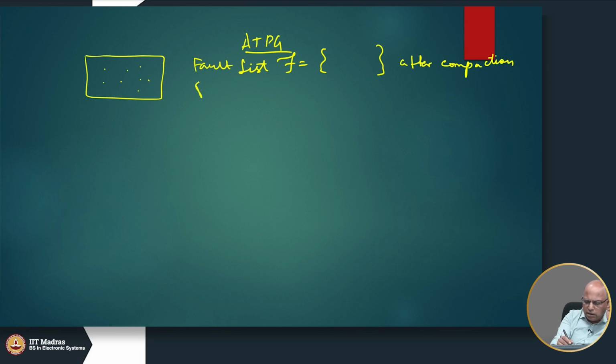then we can pick some random vectors. Now, how many is a choice that the user can take, maybe 20 vectors, 10 vectors, 30 vectors. So, we can check some random test vectors and then fault simulate these guys, fault simulate the random vectors.